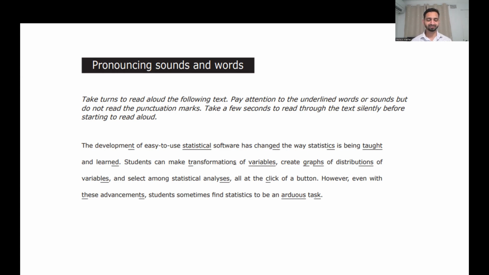So here we go. The development of easy-to-use statistical software has changed the way statistics is being taught and learned. Students can make transformations of variables, create graphs of distributions of variables, and select among statistical analyses all at a click of a button. However, even with these advancements, students sometimes find statistics to be an arduous task.